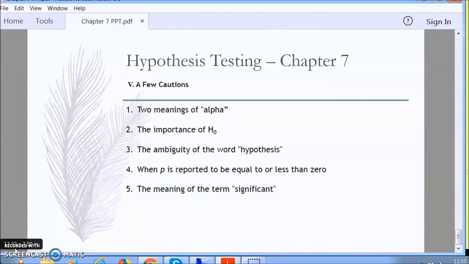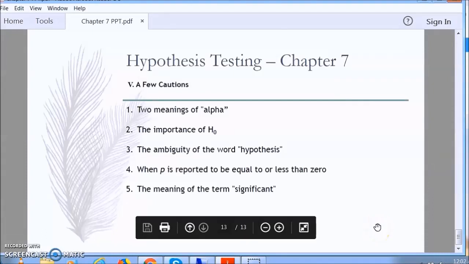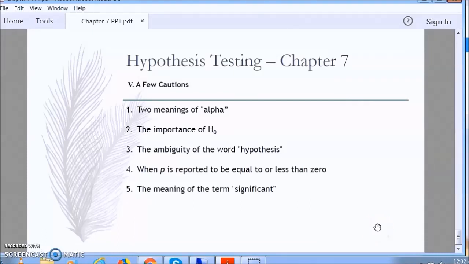So the last thing that we want to talk about is the few cautions that your book mentions. The first caution is about the two meanings of alpha. The alpha in hypothesis testing designates the level of significance selected by the researcher. But when you are discussing the measuring instrument, alpha means something else. It actually refers to the estimated internal consistency of the data from the questionnaire, inventory, or test being discussed. So those are the two different meanings of alpha that you need to be aware of.